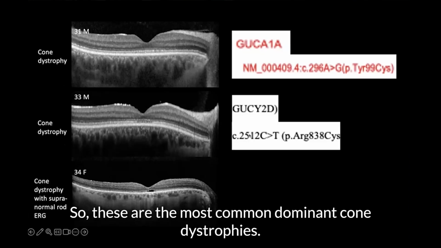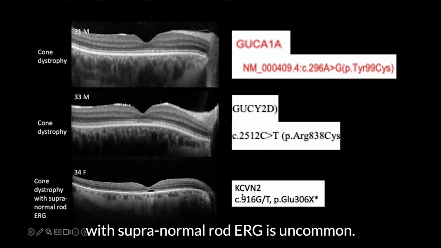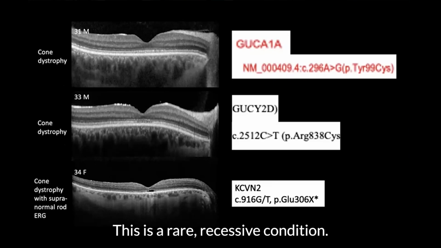So these are the most common dominant cone dystrophies. And the last, KCNV2, causes cone dystrophy with supranormal rod ERG. It is uncommon. This is a rare recessive condition.